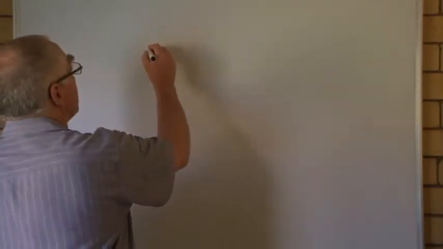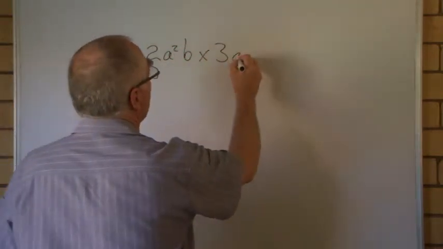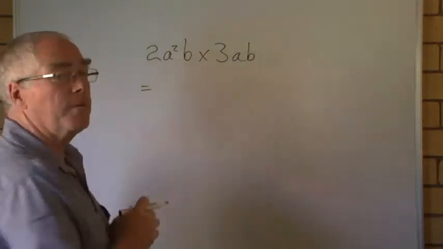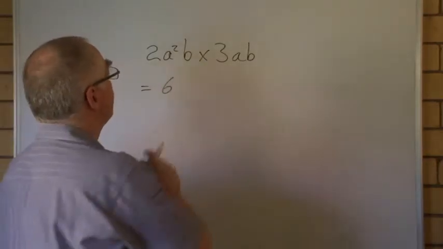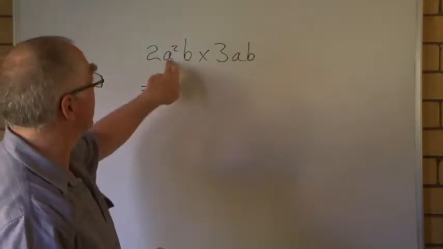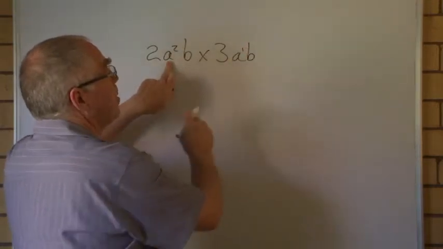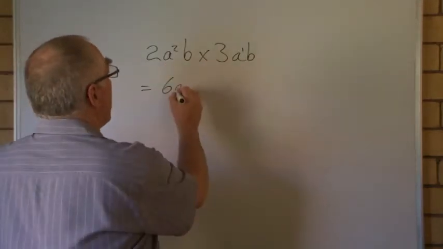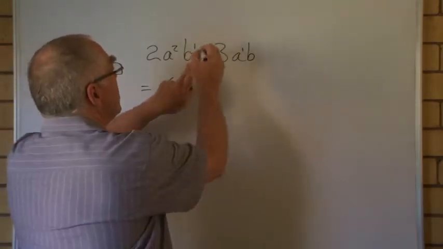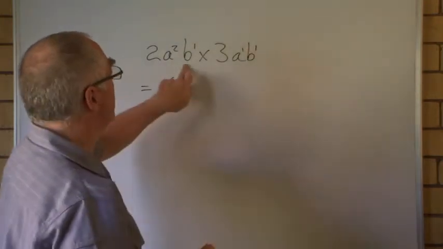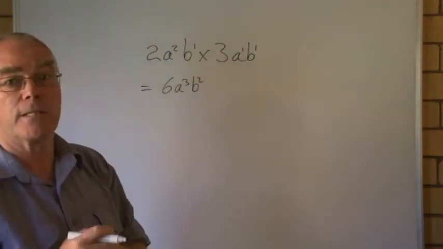So if I have something like 2a squared b and I multiply by 3ab, first of all, let's work on the numbers. We've got 3 times 2, so that's 6. That's the numbers out of the way. Now we look at the letters. A times A squared. Remember, A has an index of 1 because there's no index there. So that's going to be A to the power of 2 plus 1, which is 3. And similarly, you've got B, which is really B to the power of 1, times B to the power of 1, which is 1 plus 1 is 2, so that's B squared. That's it.